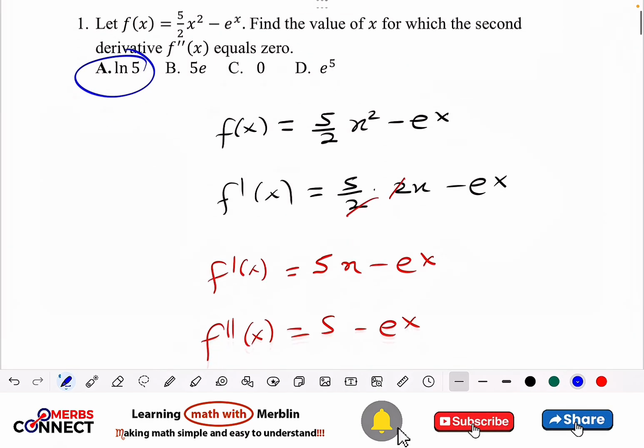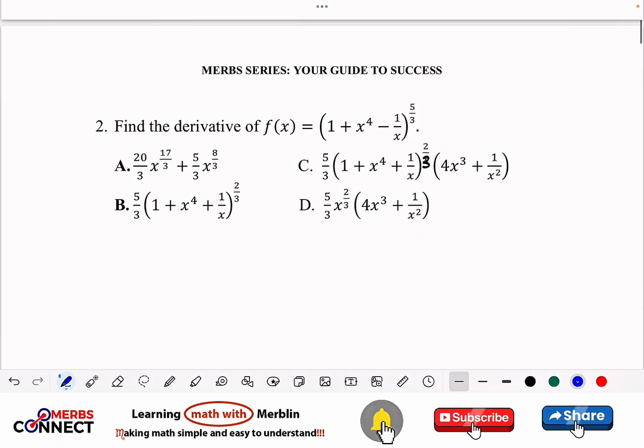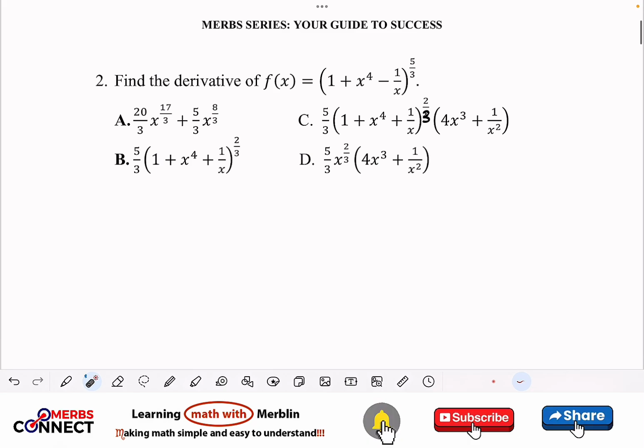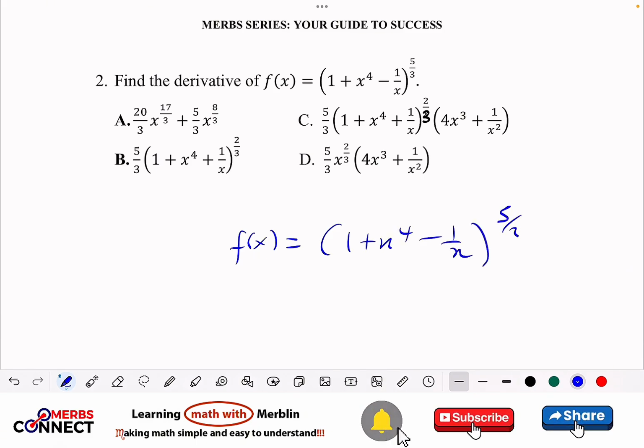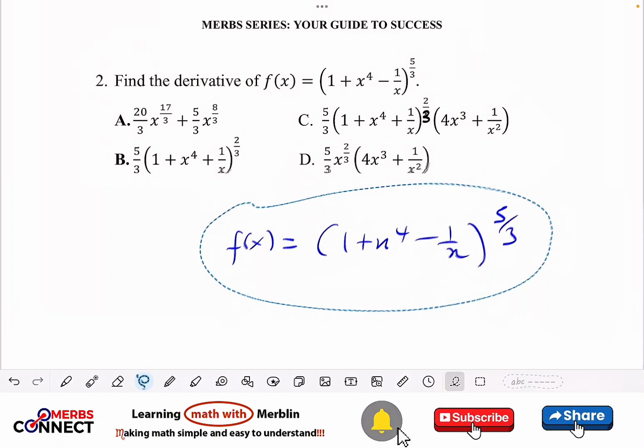Now let's look at question 2. So question 2, we want to take the derivative of this function. So let's use the chain rule to do that. So we have f of x, which is equal to 1 plus x to the power 4 minus 1 over x, all to the power 5 on 3. So let's apply the chain rule.